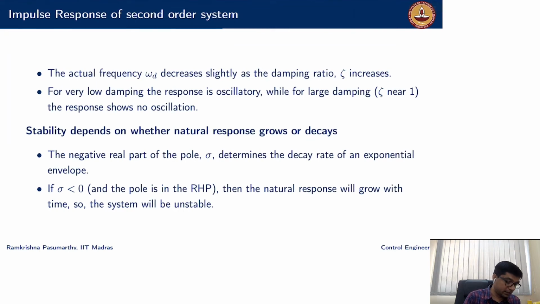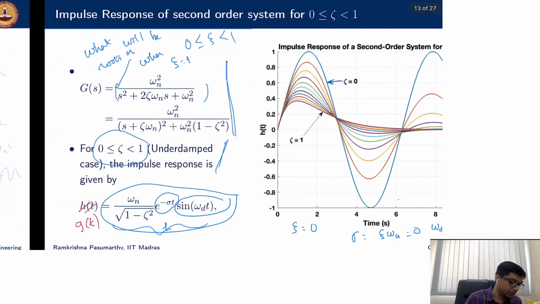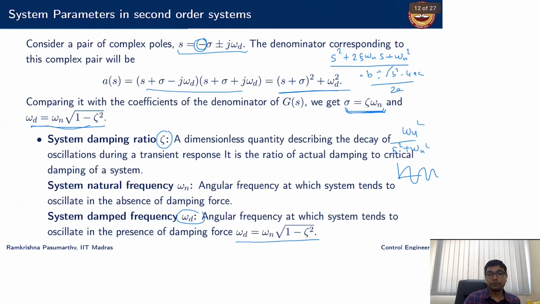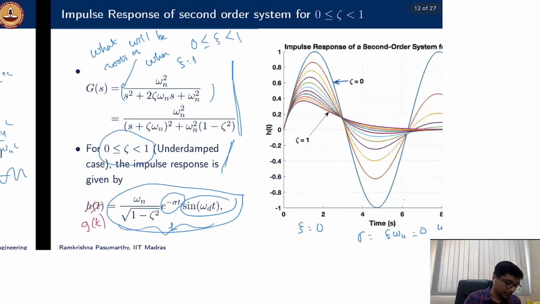Okay, so what does it mean? If sigma is less than 0, then the pole is in the right half plane, and things will not be very favorable to us, because all the time we would want poles to be in the left half plane.